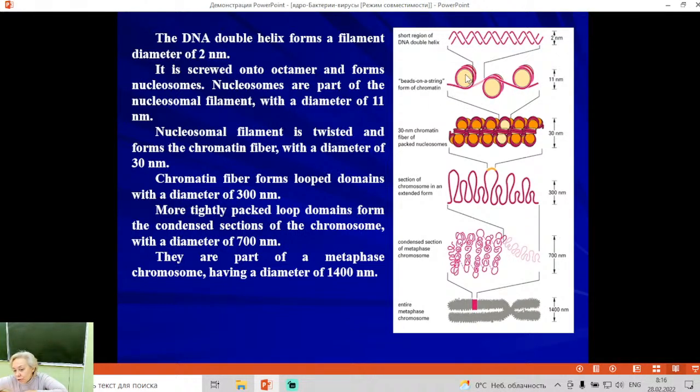This level of packaging of DNA, it's euchromatin, where DNA can be active. Next level, nucleosomal filament is twisted and forms a chromatin fiber with a diameter of 30 nanometers. After that, chromatin fiber forms looped domains with a diameter of 300 nanometers.